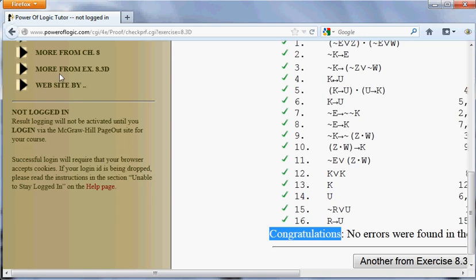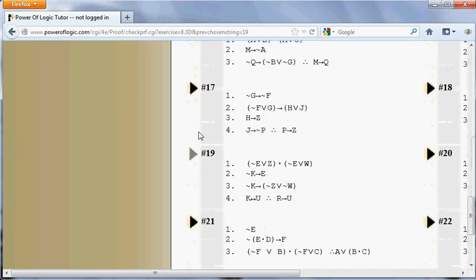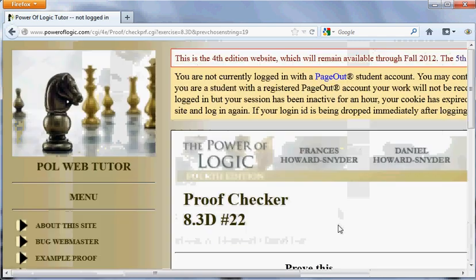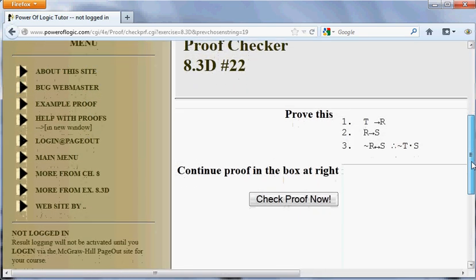I'm going to try to squeeze one more into this video. Okay, I'm going to go down to 22. I'm not going to spend too much time on it. But what the heck, I'll do one more.